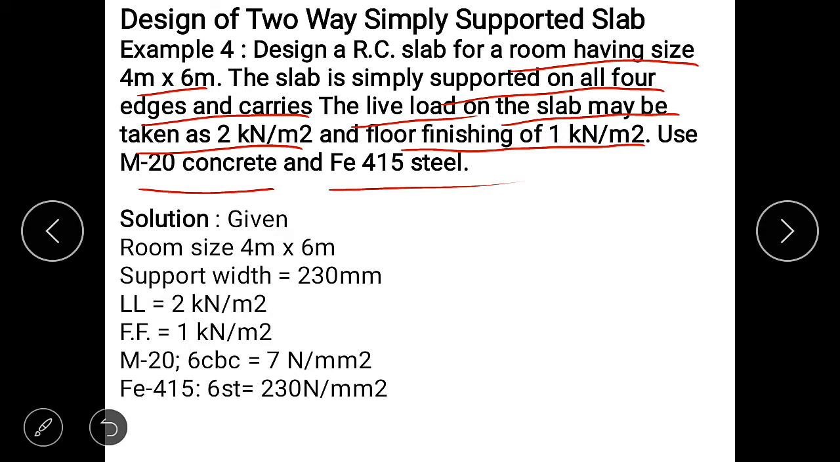So in this example, room size is 4 meter by 6 meter. The slab is simply supported. The live load is 2 kN per meter square. For floor finish, load is 1 kN per meter square. The grade of concrete is M20 and the grade of steel is Fe415.